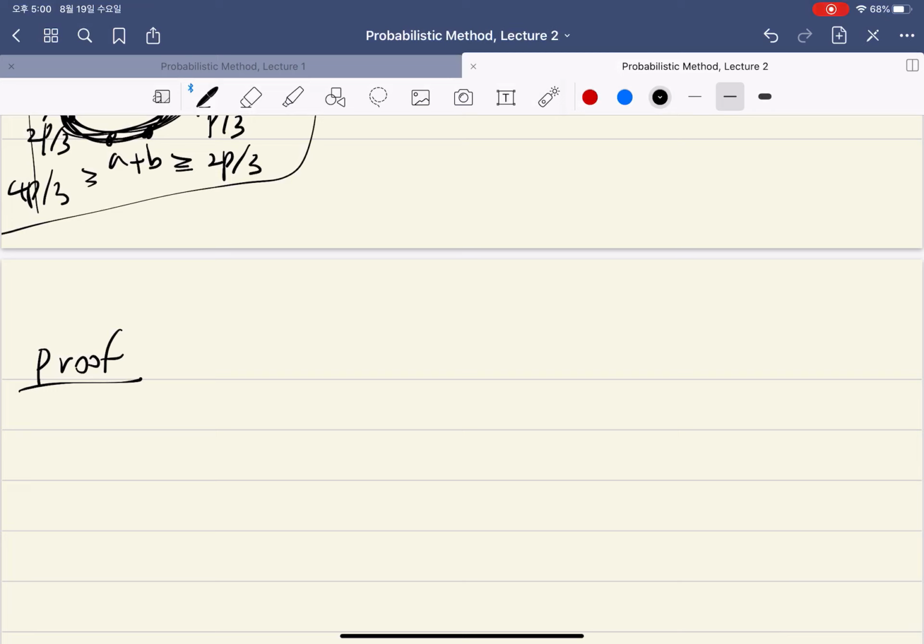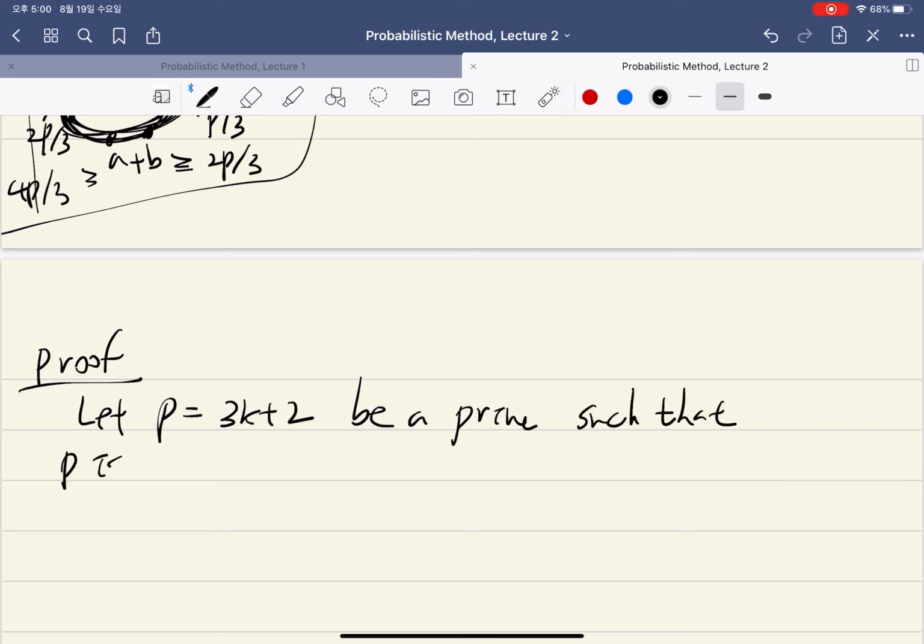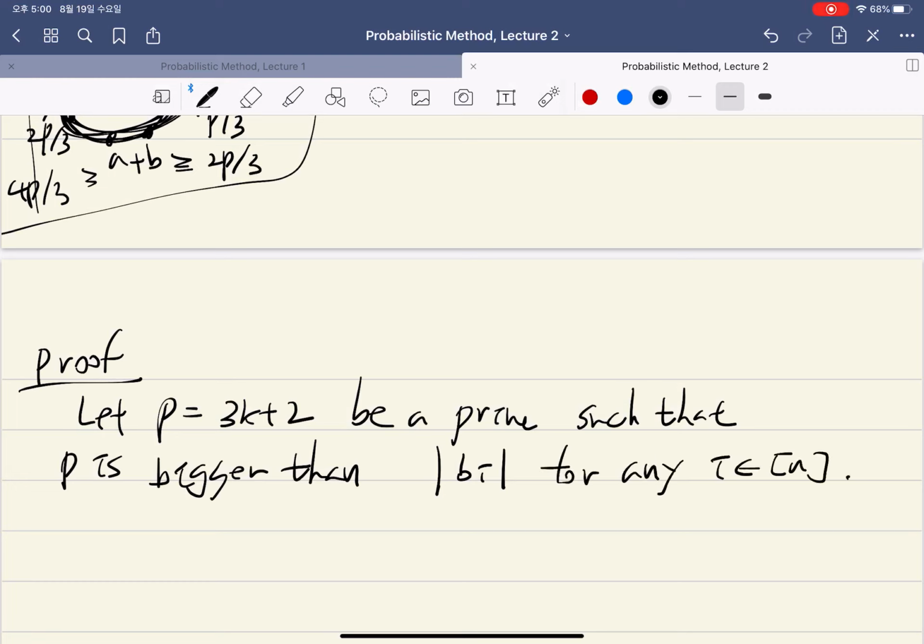So let's make it rigorous. Let p equal 3k plus 2 be a prime number such that p is bigger than the absolute value of b_i for any i.